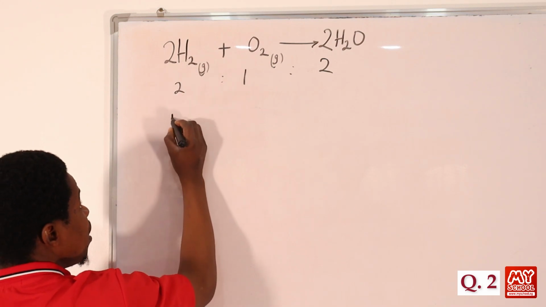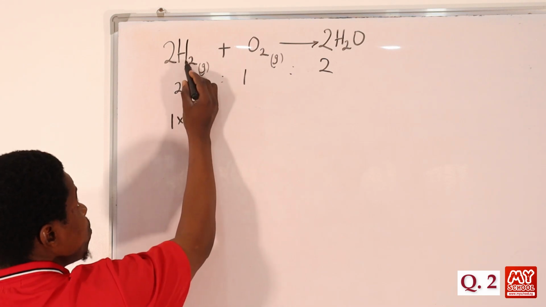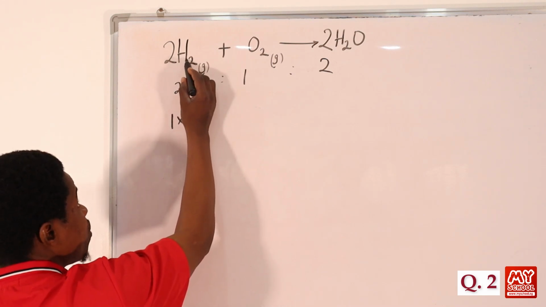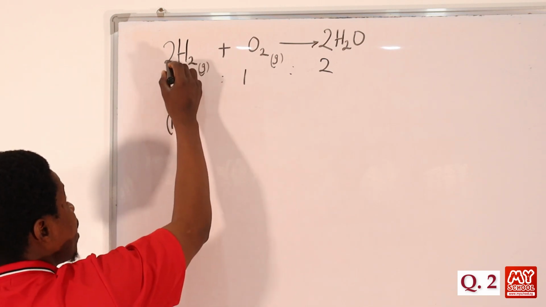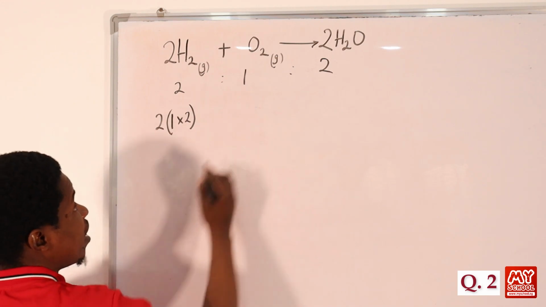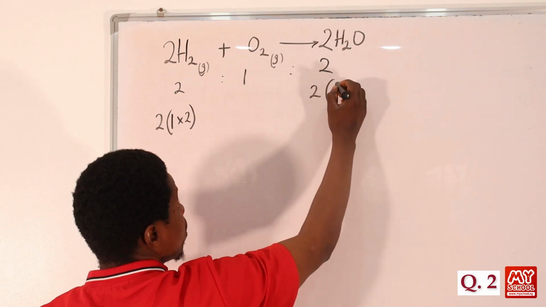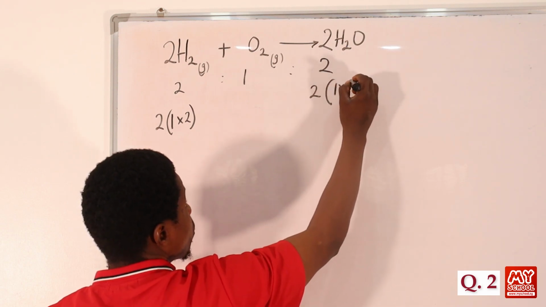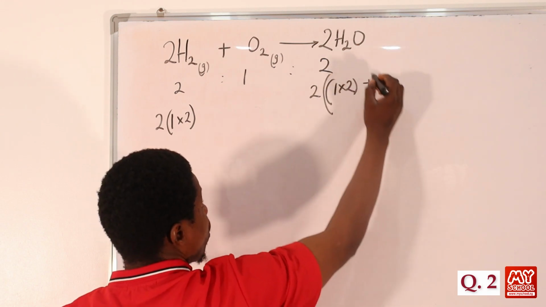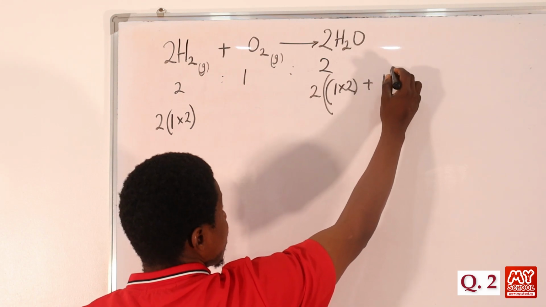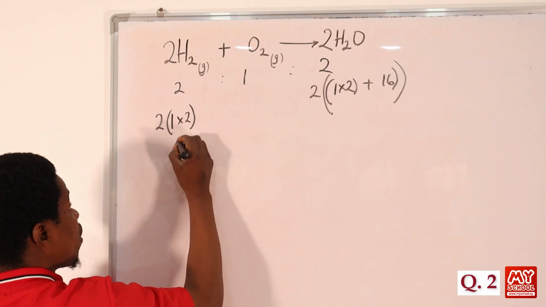Hydrogen is 1, times 2, that's the mass. We want to calculate the mass of hydrogen. If hydrogen is 1, it's given already, times this 2, then multiplied by 2 here, because we have 2 moles there. Then let's do for this: this is also 2 times hydrogen is 1, then times 2, plus oxygen, which is 16. So this will be 2 times 1 times 2, that's 4 grams.